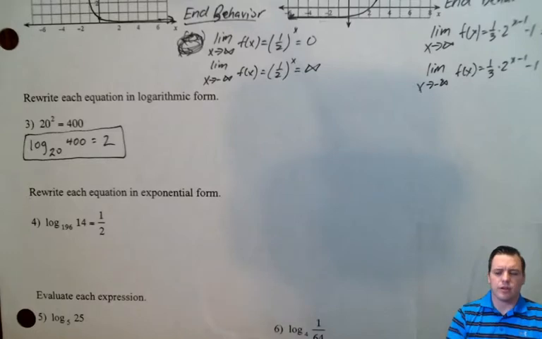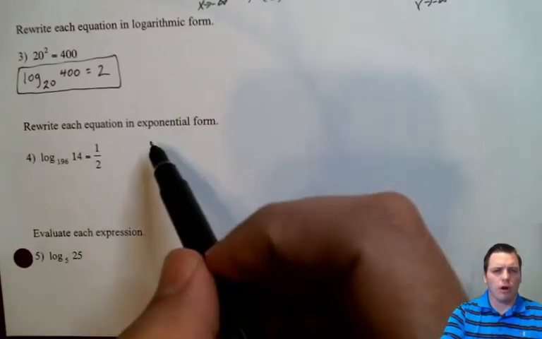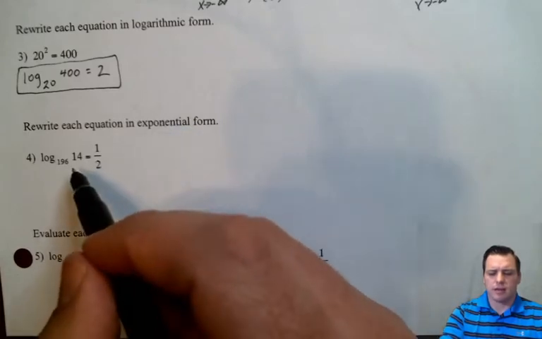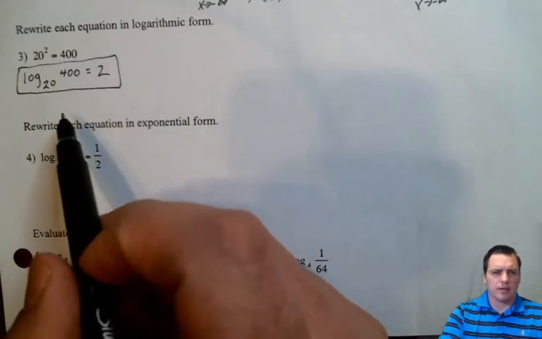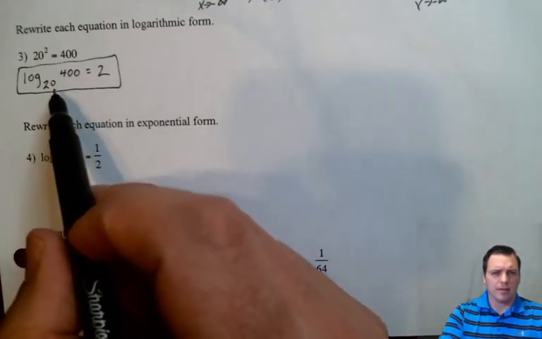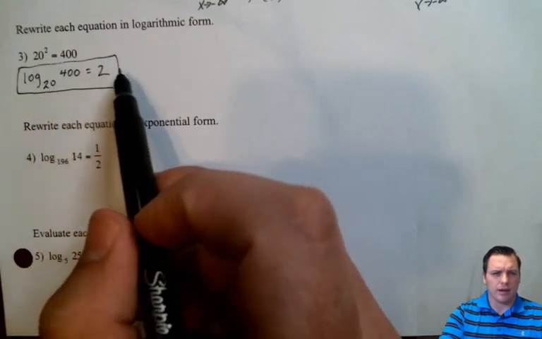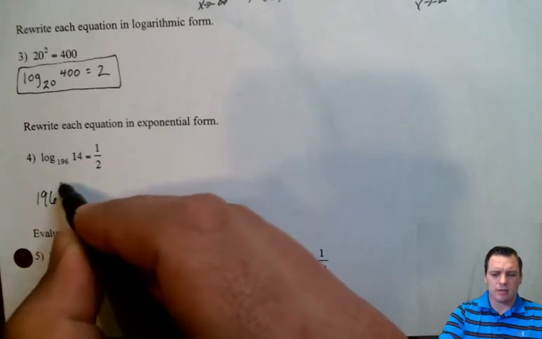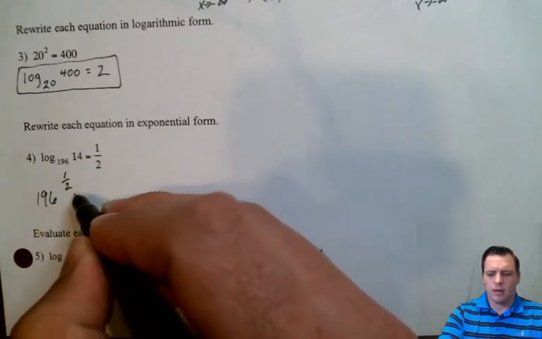Okay, now let's go the other way. Let's go from log to exponential form. Okay, so from log to exponential form, kind of notice the same thing here. Our base here was here, and our equals was over here. So our base is 196 to the 1/2 power is equal to 14.